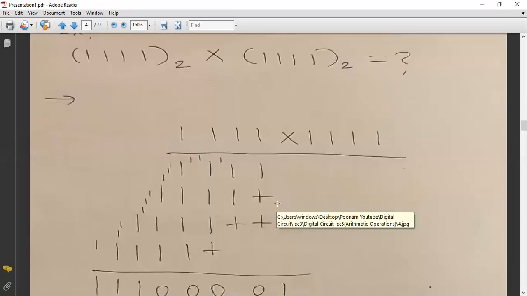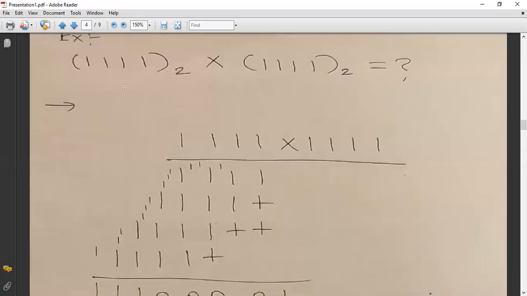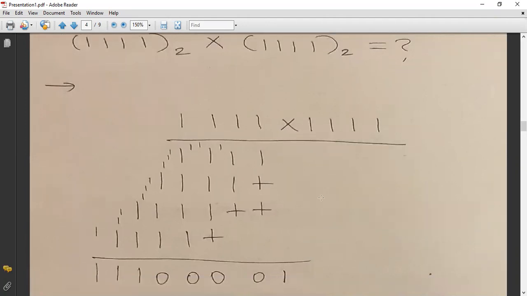Okay, so in this example, we need to multiply these two numbers, that is 4 times 1 to the base 2, by 4 times 1 to the base 2. We are going to follow the same procedure. We multiply the whole number with 1 first, so we get 4 times 1. Multiplying it by 1 again, we get 4 times 1 again, and again 4 times 1.